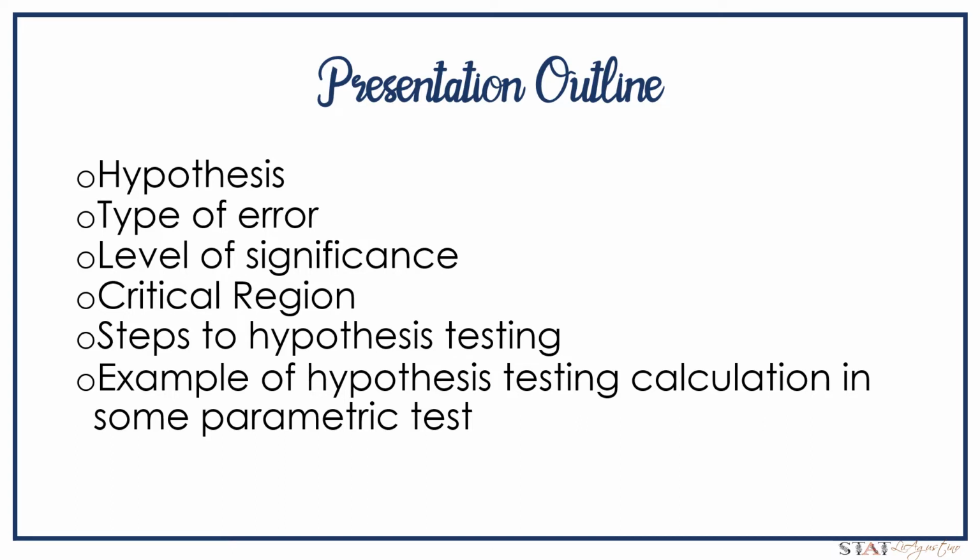To guide you with our presentation today, here's an outline. We will define and discuss hypothesis, the types of error, the level of significance, and the critical region. We will also discuss the steps to hypothesis testing, which we'll be using for the rest of our lesson. And then we will review an example of hypothesis testing calculation in some parametric test.